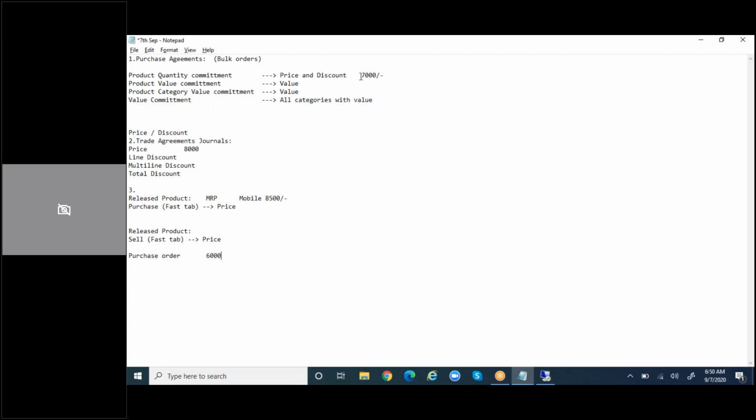Even if the agreement between you and your vendor is 7,000, you can modify it, that is not an issue. You can enter 6,000 directly. But usually, if the MRP is 8,500, no one will give it to you at 6,000 rupees. Am I right? See, this 7,000 rupees you are purchasing regularly from one vendor.